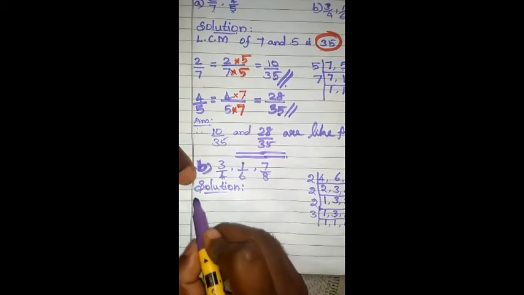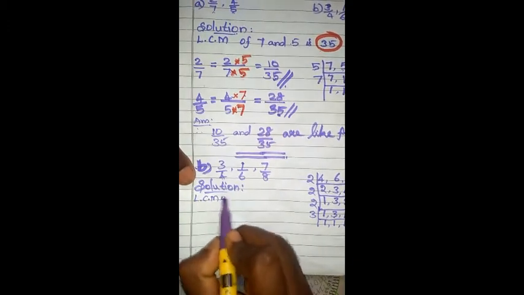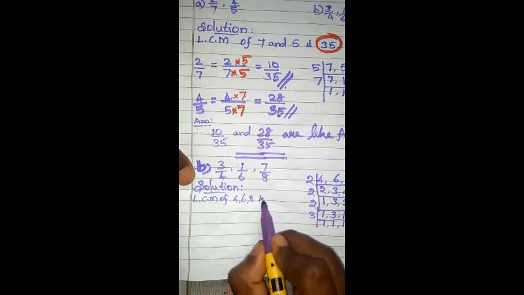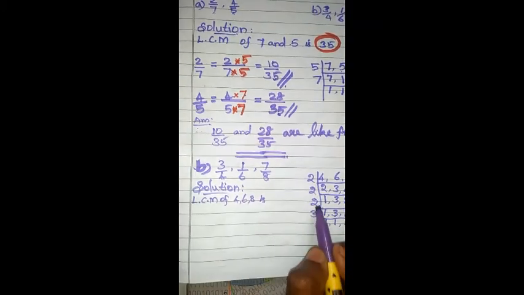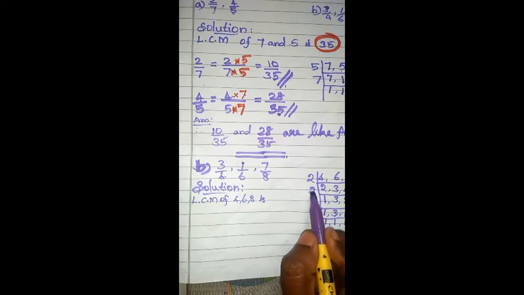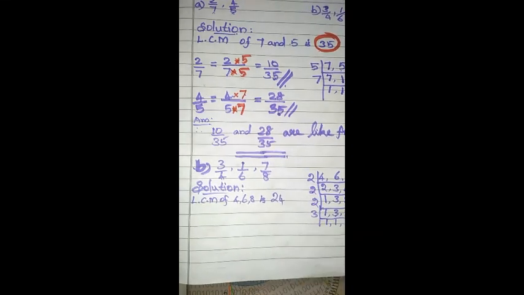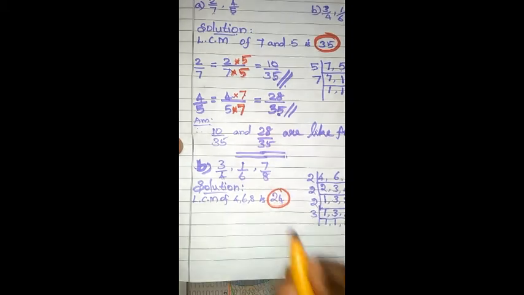Now the LCM of 4, 6 and 8 is, you multiply these numbers. 3 2s are 6, correct? Then 6 2s are, very good, 12, and 12 2s are 24, correct? The LCM is 24, right? 24 is the LCM.